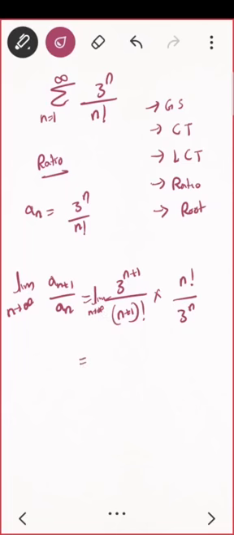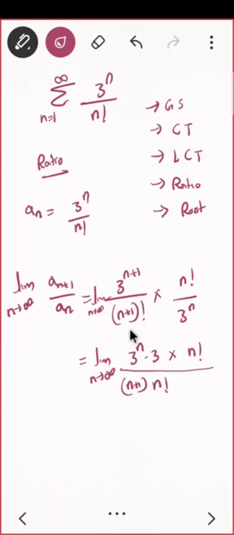Can somebody quickly tell me what is the value of the limit? Yes, anyone? How will you solve this? Limit n tending to infinity. 3 raised to n plus 1 can be written as 3 raised to n into 3, multiplied by n factorial as it is. In the denominator it will be n plus 1 into n factorial. Can I write this as n plus 1 factorial? And this is 3 raised to n.